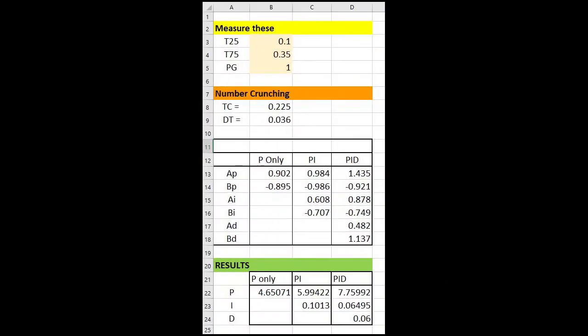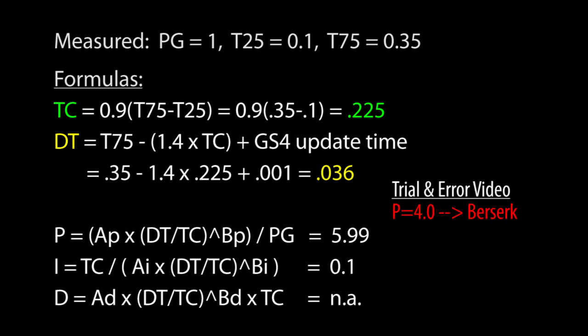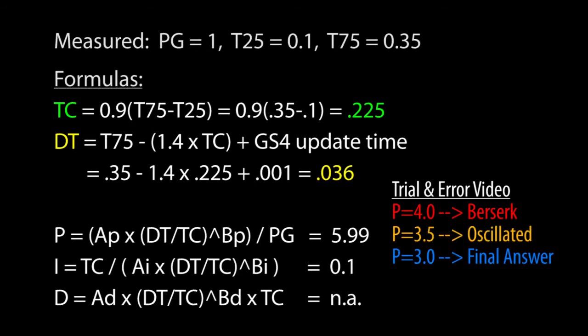I use this spreadsheet that does everything for me. I just enter the two measurements here, and I get the PID numbers here. Easy. Wait a minute. This P value is double what we got in the last video. In that video, the system went berserk at a P value of 4 and was starting to oscillate at 3.5, so we backed off to a P value of 3. How can this possibly be right? Well, I triple-checked my measurements and number crunching, so let's just give it a shot.